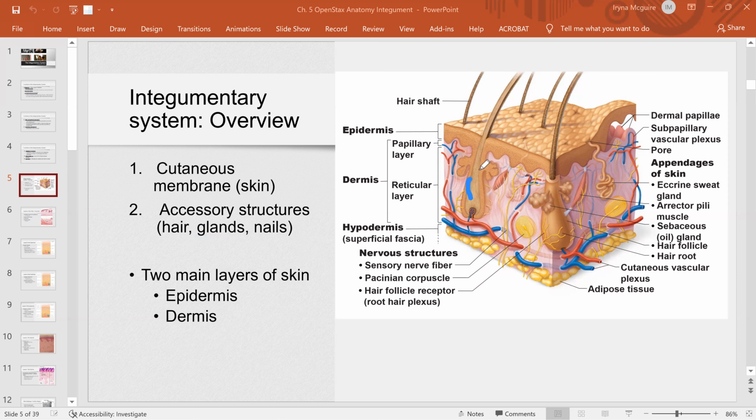My hair was very wavy right there. Right. Okay.